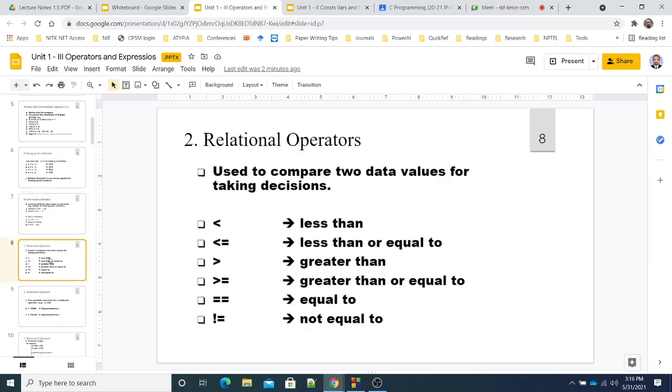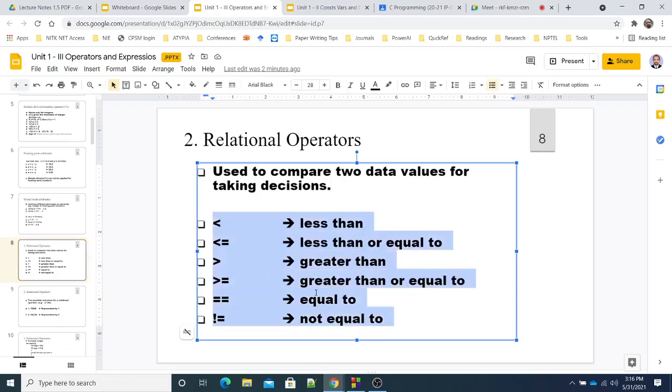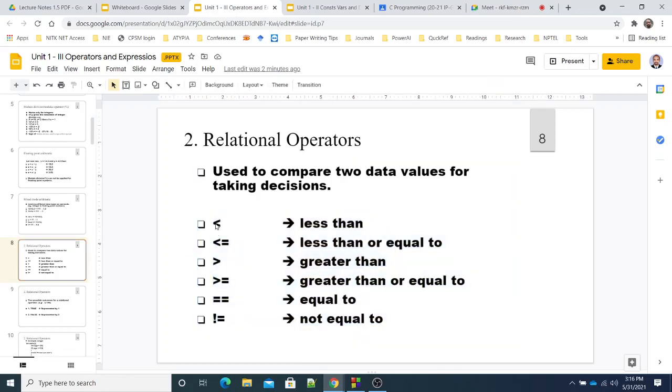So the next set of operators are relational operators: less than, less than or equal to, greater than, greater than or equal to, is equal to, not equal to. These are the relational operators. Maybe in mathematics you are familiar with these symbols, say x less than y. These are used for comparing numbers, like 5 less than 10, or x less than or equal to y, or y greater than z. For comparing two numbers, two data values. We'll see about this in the next class.